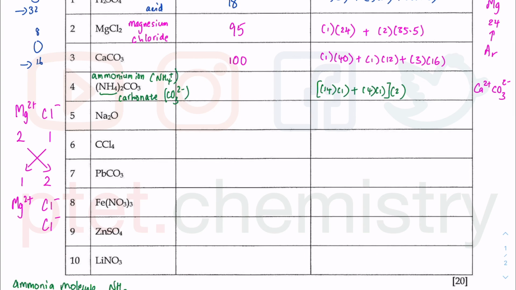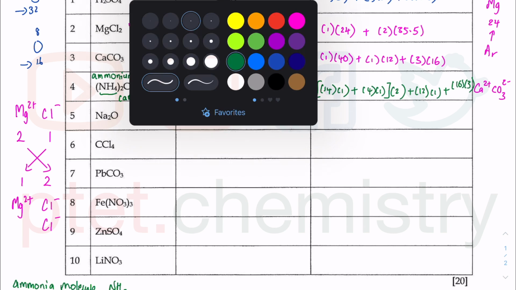I'm done with the NH4 twice, meaning 2 times. Now I have 12 times 1 for the carbon, I have 1 carbon. I have 3 oxygen, so 16 times 3. Altogether, I would do this on my calculator first. 14 times 1 plus 4 times 1, I get 18. Do equal in your calculator first and then multiply by 2. 18 times 2 is 36. And then plus 12 times 1 plus 16 times 3, I get 96 altogether. Okay, on to the next one.